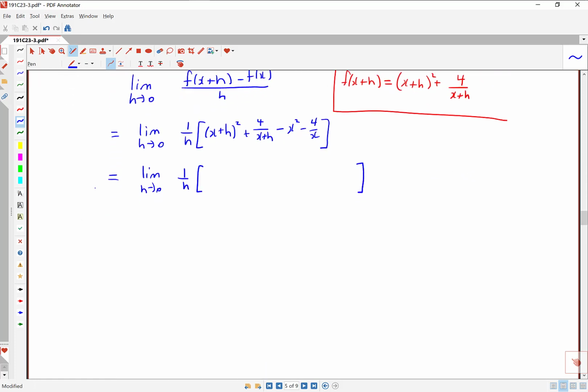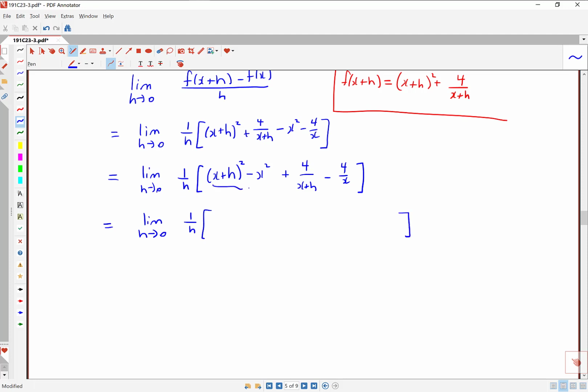So what I would do is group the polynomial parts together. So let's group the x plus h squared minus x squared. Let's group those guys together. And then let's group the fractions together: 4 over x plus h minus 4 over x. Okay, and that will help us figure out how to proceed in terms of our algebra. So limit as h goes to 0 of 1 over h times all this stuff.